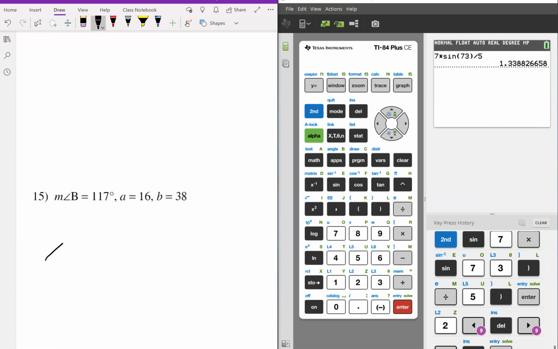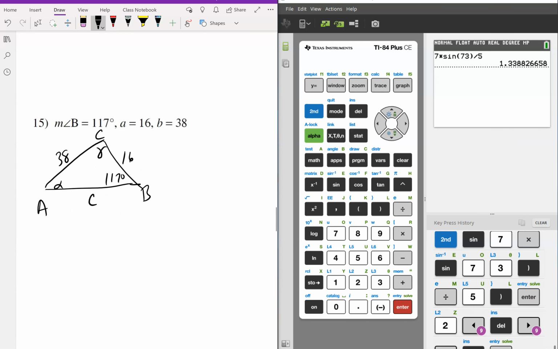All right, let's draw our triangle. A, B, C. Angle A is 117. A has measure 16. B has measure 38. I put that in the wrong spot. Sorry about that. Again, we're going to try to solve for alpha first, but we still need beta and C, or excuse me, gamma and C if we can figure out an alpha that actually works.